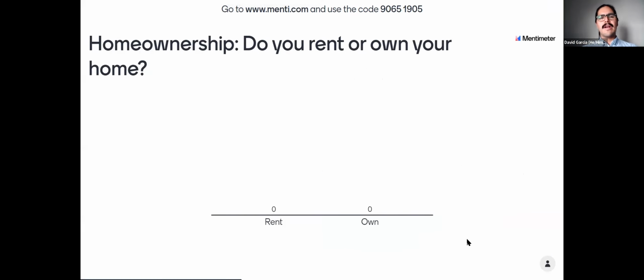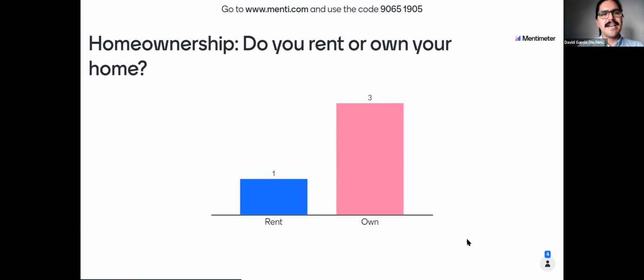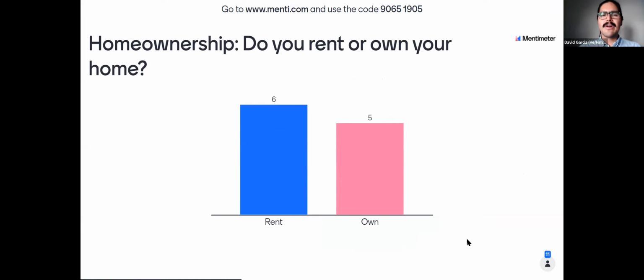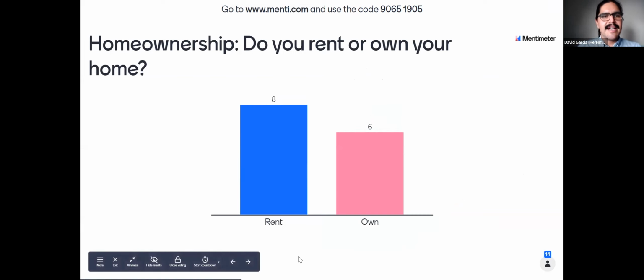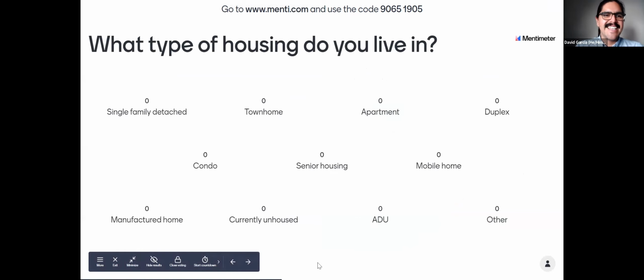now we want to know, especially related to our topic, do you rent or own your home, to get a sense of who's being represented here? And thank you so much. We see slightly more renters than we have owners. Thank you. And with that, we can move on.